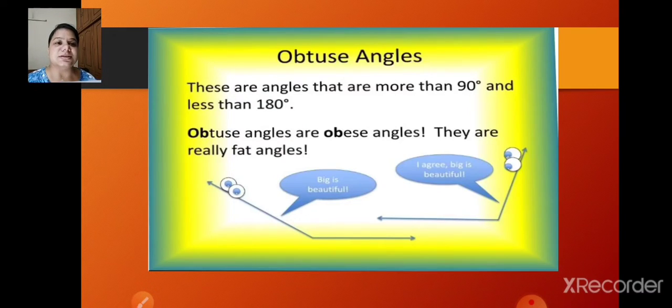Now next is a fatty angle. Obese angles which are more than 90 degree, but yes, these are less than 180 degree. So yes, do you agree? Big is beautiful. Yes, big is beautiful. So these are obtuse angles whose measures lie between 90 degree and 180 degree. Okay.